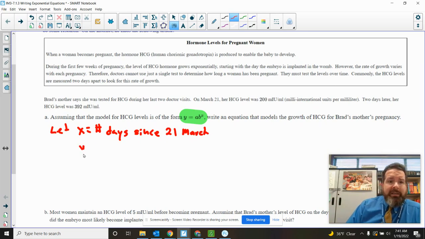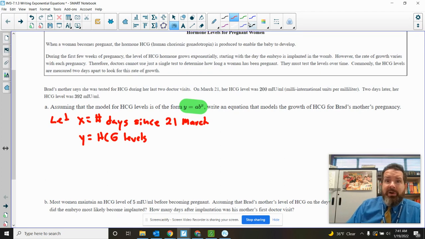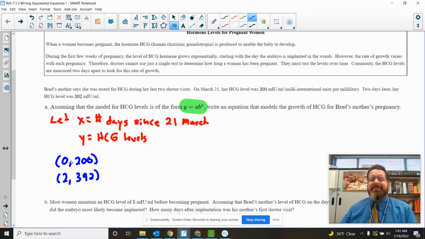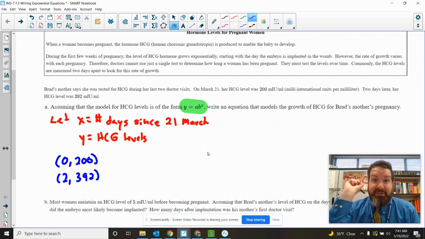We are going to let y equal the HCG levels. That means then that my two ordered pairs are as follows. On March 21st, so day 0, when we started, we were at a level of 200. And then 2 days later, we were at a level of 392. Now, how do we use these to actually find out what the a and the b should be? Here's the fantastic news: if one of your ordered pairs starts with 0, this process is really pretty simple.